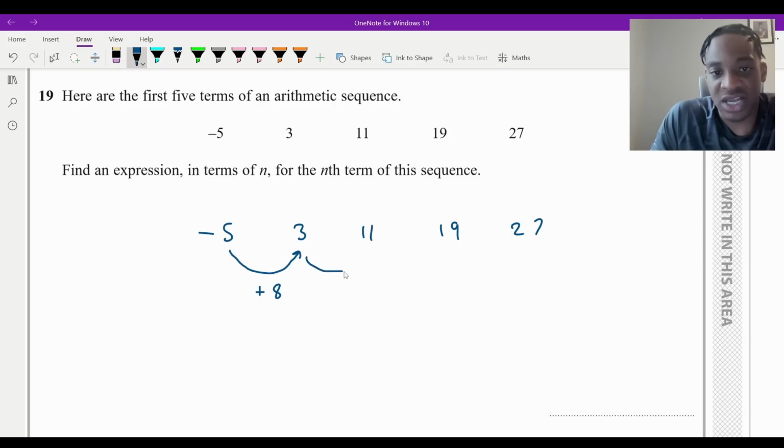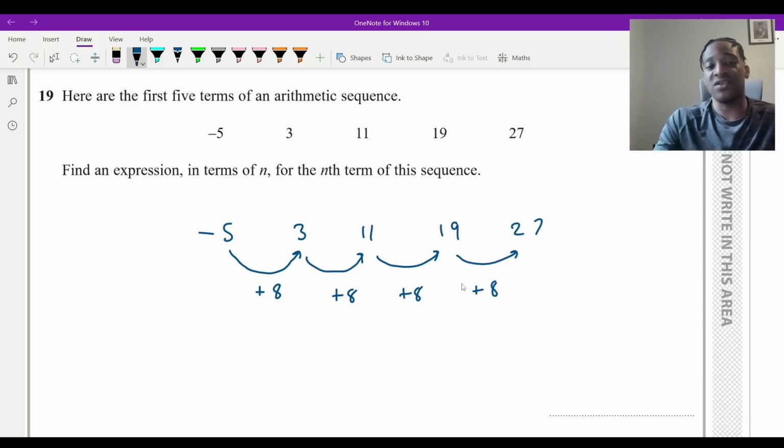And then here, we can see that we have the same thing. To go from a 3 to 11, we add 8. And then to go from 11 to a 19, we add 8. And then 19 to 27, we add 8, and so on and so forth. So we know that this is definitely okay. We expect the number to be the same between each of the different numbers. We call this the common difference.